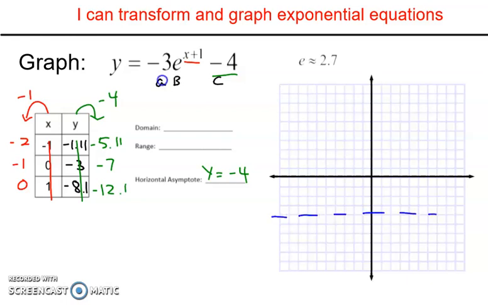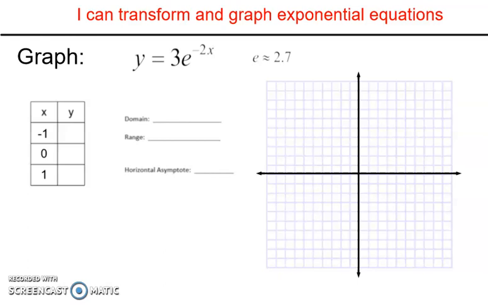So I have -2, -5.1, -1, -7, and 0, -12.1, which is off the graph, but I'll just estimate. This is an exponential growth problem specifically using e, so that means it's going to get more negative from left to right, or more positive, depending. The domain is all reals, and since the curve falls below that horizontal asymptote, the range is y less than -4 in this case.